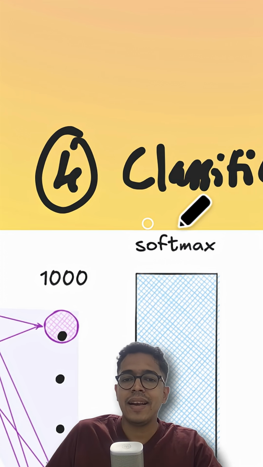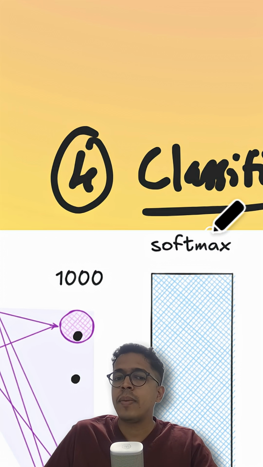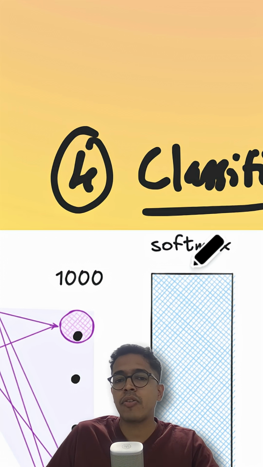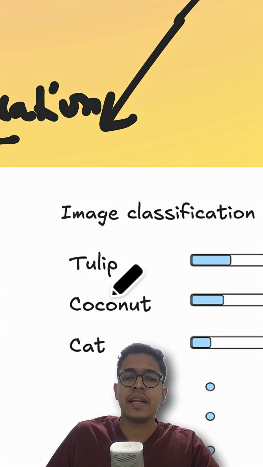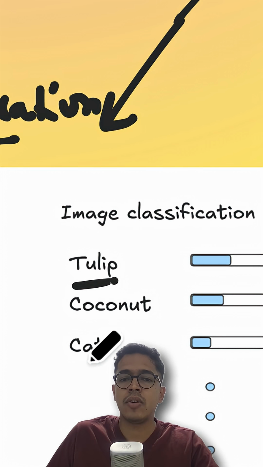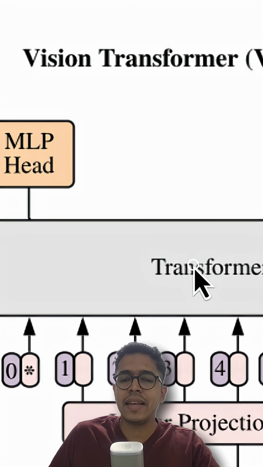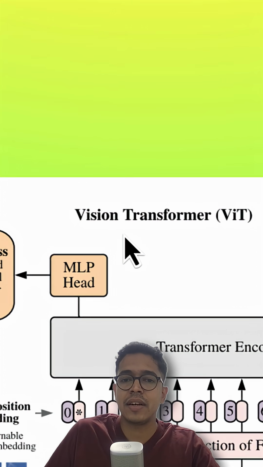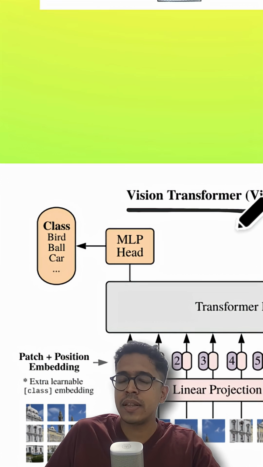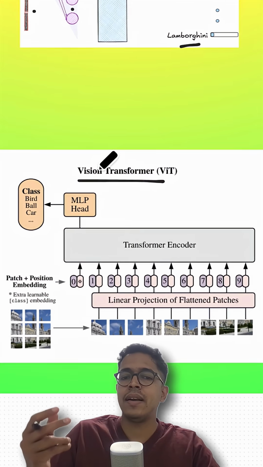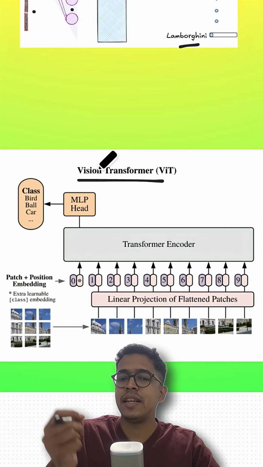So this classification head will depend on how many classes you have, and then you can perform a softmax probability distribution to finally say whether this image is that of a tulip flower, or is it a cat, or is it a Lamborghini, etc. So this is overall very nicely captured in this vision transformer architecture diagram, which was originally proposed in the vision transformer paper, which was titled "An Image is Worth 16 by 16 Words." So do check out the paper.